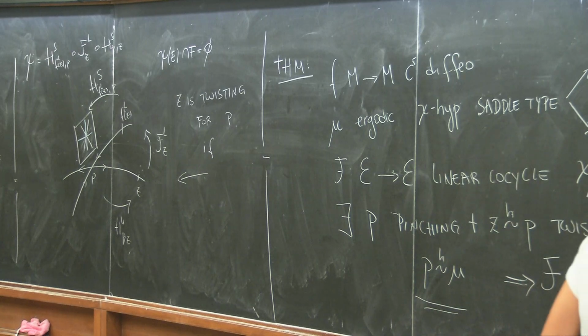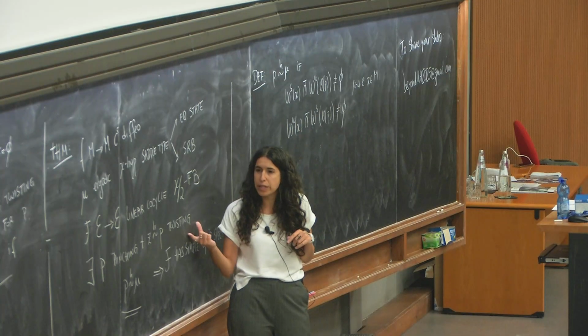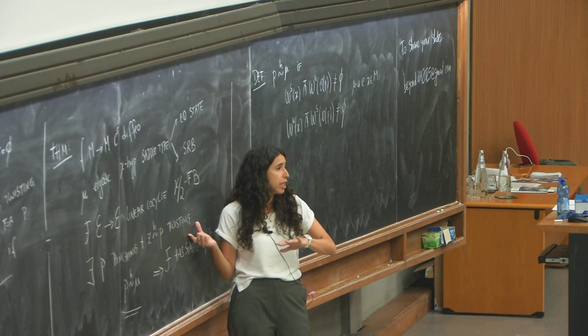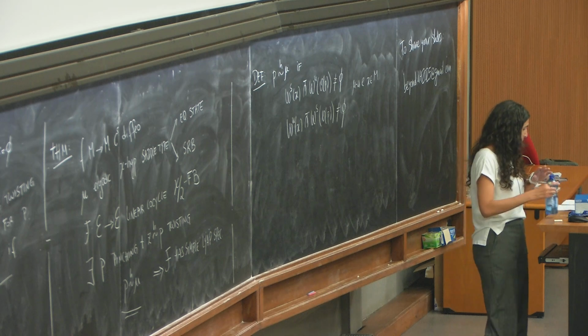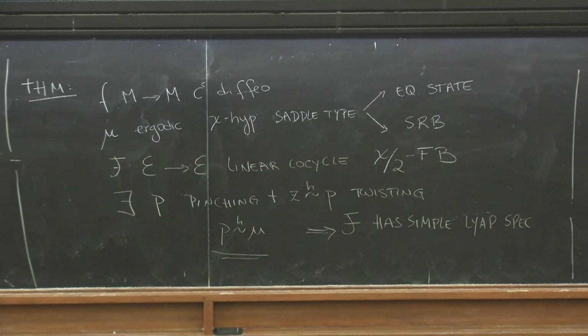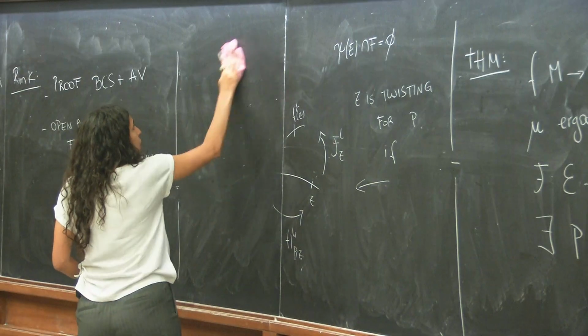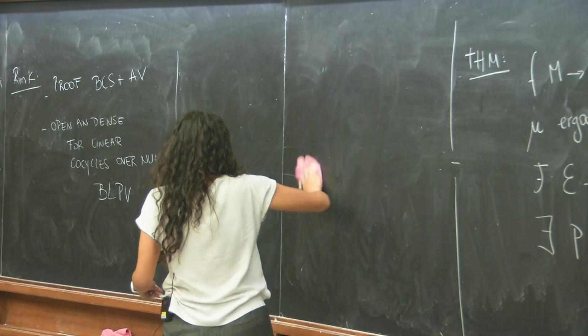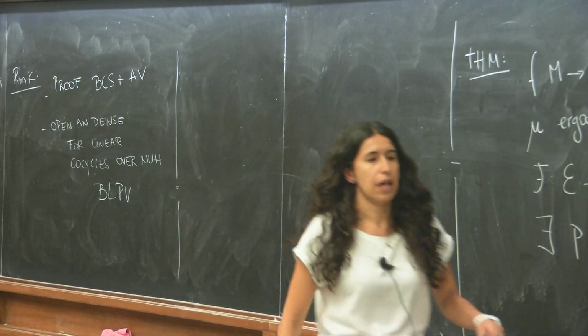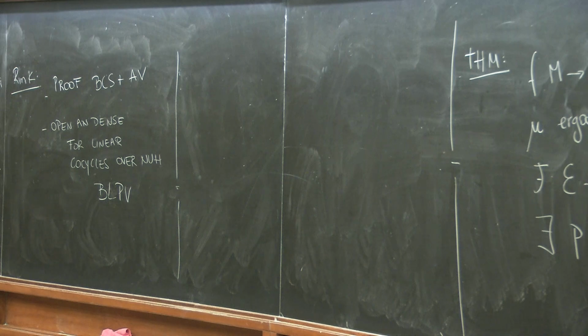And this notion of homoclinic relation with the measure would allow us to present the pinching and the twisting in the original setting before using the coding, okay? So let me make some comments about the proof. I'm going to state the Avila-Viana criterion.